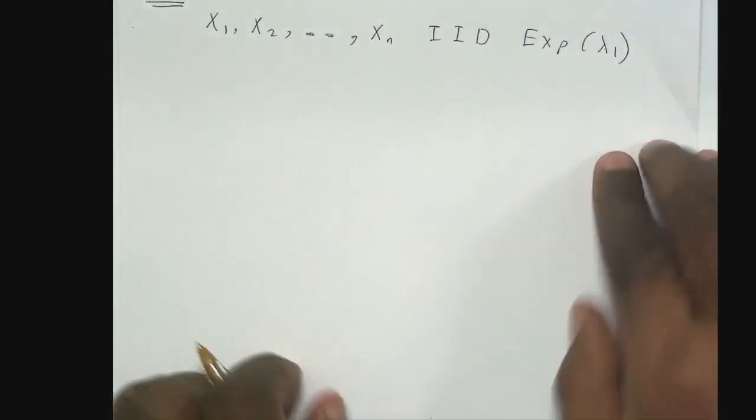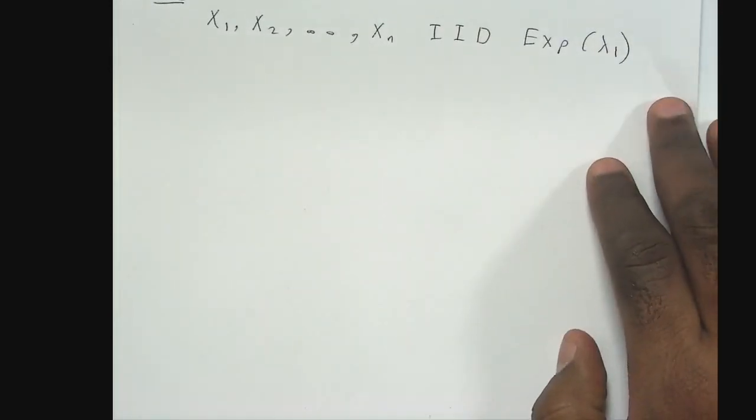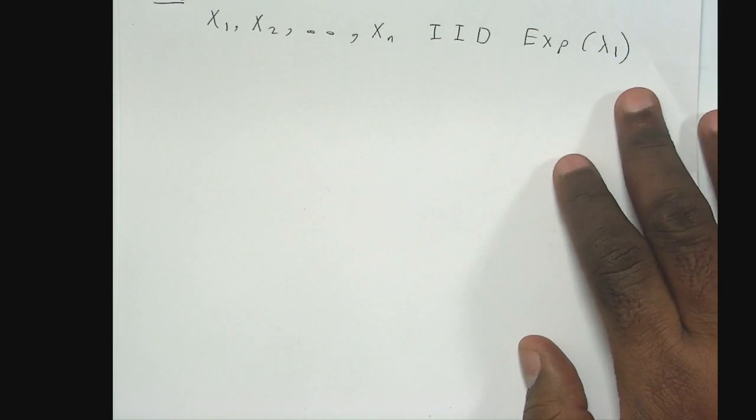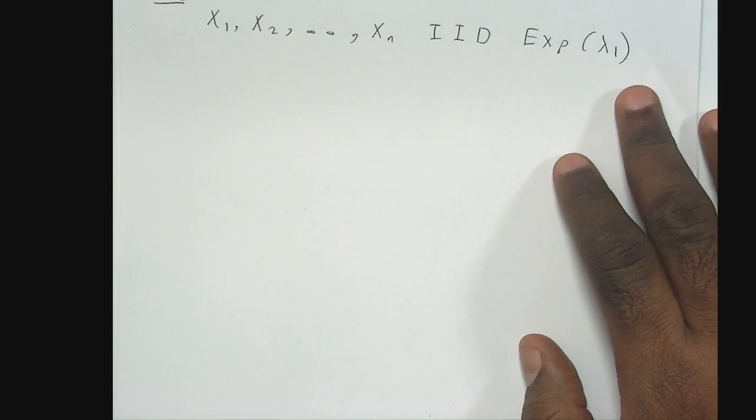I don't know whether you remember, but several weeks ago I did this example in the lectures, and I showed you that if you have a random sample from an exponential with parameter lambda, then the MLE for lambda is equal to, do you remember what it was?